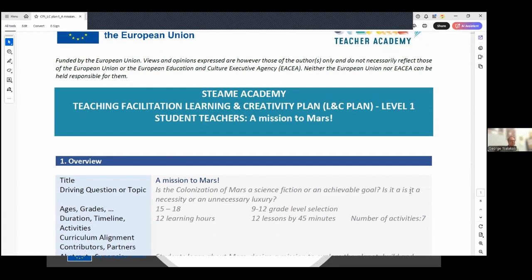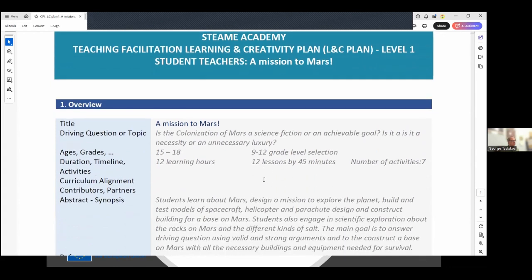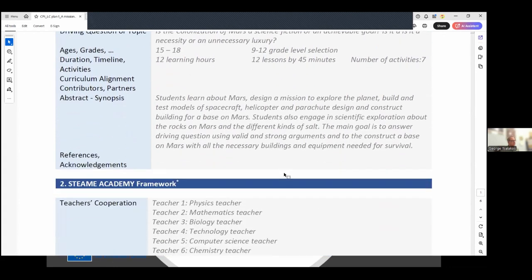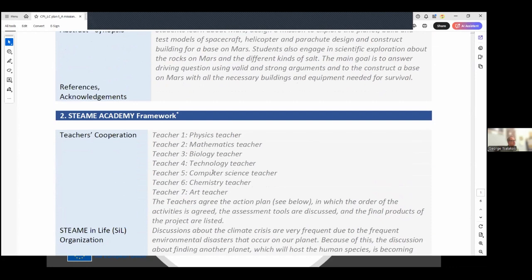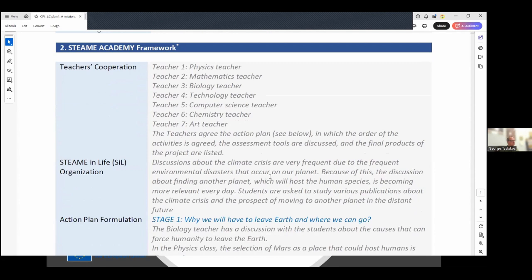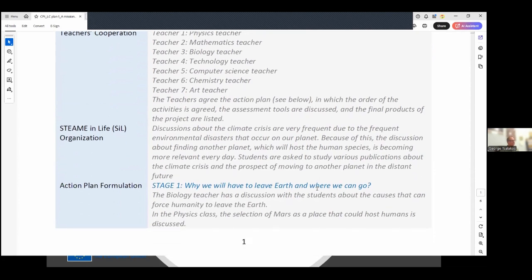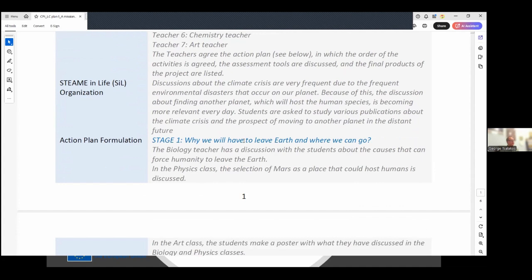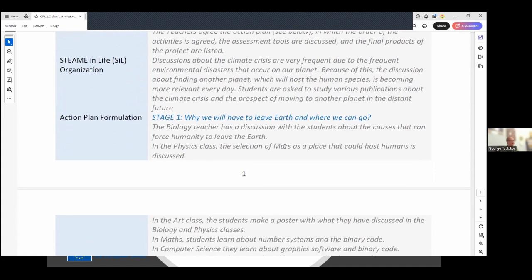Is it a necessity or a necessary luxury? And let me show you not the synopsis, but the teachers' cooperation. We have a physics teacher, mathematics teacher, biology, technology, computer science, chemistry, art. And here we have the action plan of implementation of this project-based learning.